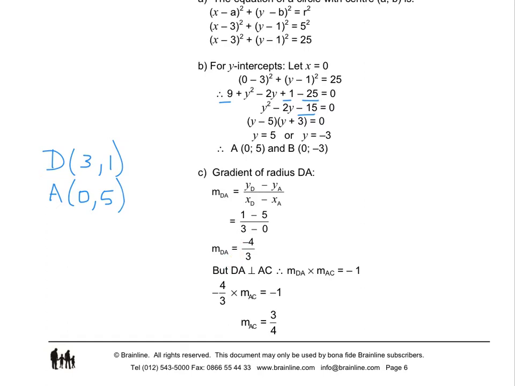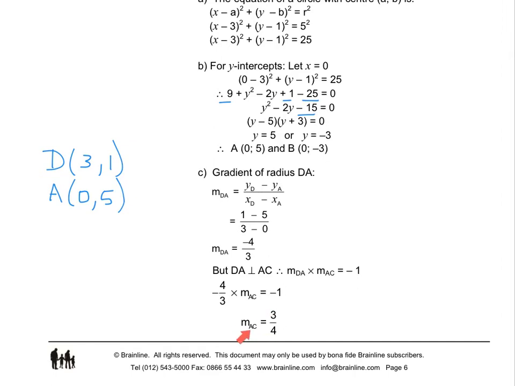Then we must keep in mind that the radius is perpendicular to the tangent, and therefore if I multiply their gradients with one another, it must give me -1. So the gradient of the radius DA was worked out, -4/3, times the gradient of the tangent must equal -1. So to get the gradient of the tangent alone, I have to do the opposite calculation of multiplication and divide by the fraction. Therefore, I take the -1 divided by the -4/3, which gives me a +3/4. The short method: change the sign from negative to positive and flip the fraction, 3/4.